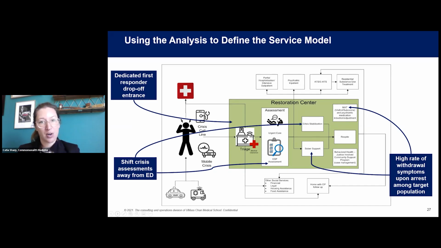Another really critical part of our model you can see here is the triage and assessment function. The Restoration Center really needs to be a place that can quickly take people in from these two sources and identify what their needs are, and whether they have a medical component to their needs, in which case they may need an emergency department level of care, or whether they can safely be served at the Restoration Center. So that's the first really critical element that we identified from this data.